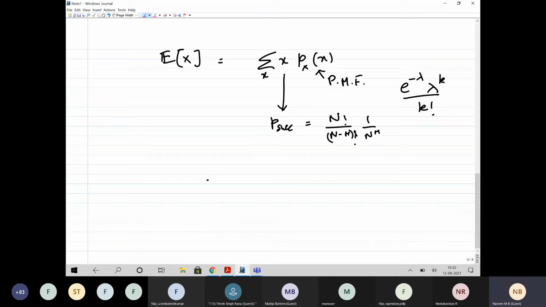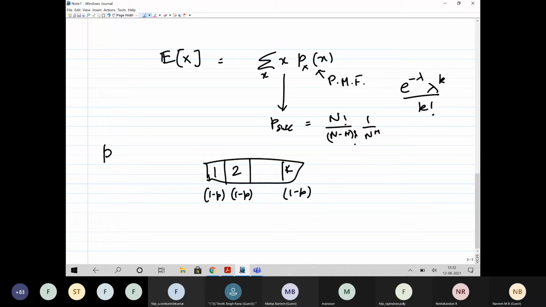First I have to find out what is the failure. So these are k attempts, let's say first attempt, second attempt, up to k attempts. What is the probability of failure here? If the probability of success is p, the probability of failure is 1 minus p. Here also the probability of failure is 1 minus p, and so on, right?